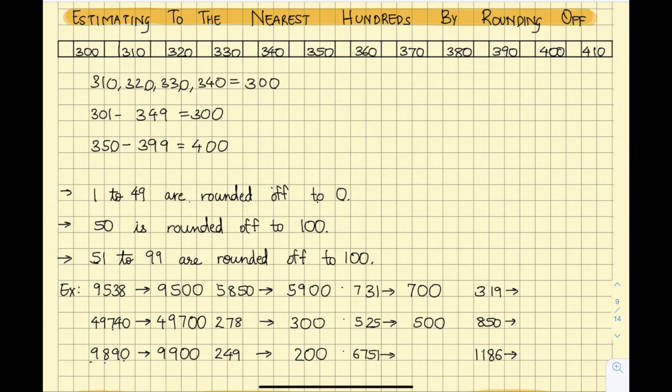Then we have 6,751. 51 to 99 are rounded off to the next hundred. So after 6,700, the nearest hundred is 6,800. Then 319. This is 1 to 49, so it is rounded off to the nearest hundreds. That is, the nearest hundred will be 300, whereas 400 will be farther. So we round it off as 300. Then 850. 50 is rounded off to the next hundred. So the nearest hundred after 800 is 900.